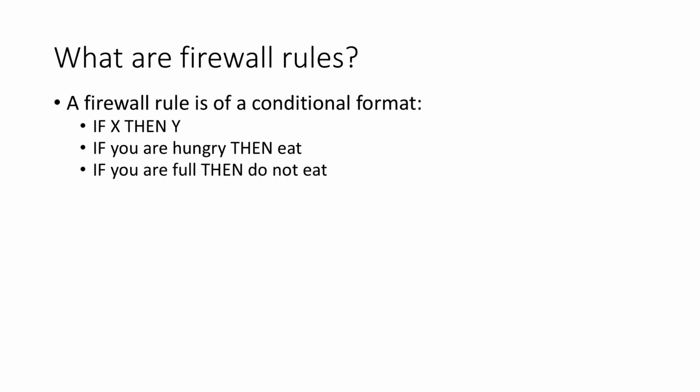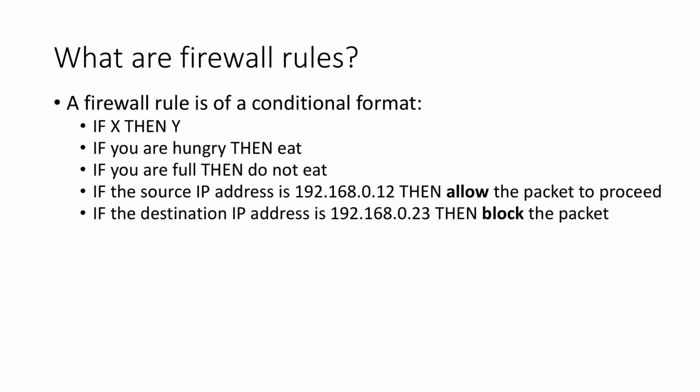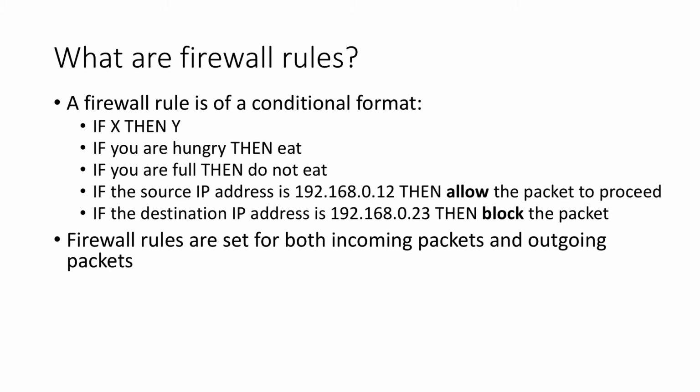But firewall rules usually take the form of something that looks like this. If the source IP address is 192.168.0.12, then allow the packet to proceed. Or, if the destination IP address is 192.168.0.3, then block the packet. And firewall rules in their most simple forms are typically comparing the source or destination IP addresses and or ports to the set of rules, but they can be more complicated than that. So firewall rules are set for both incoming packets and outgoing packets.